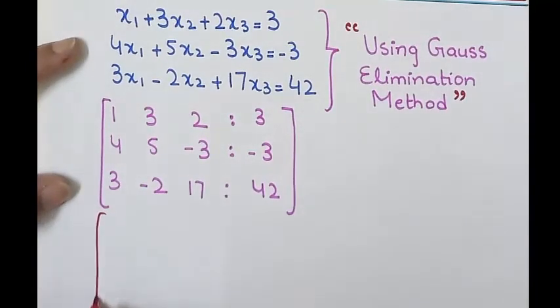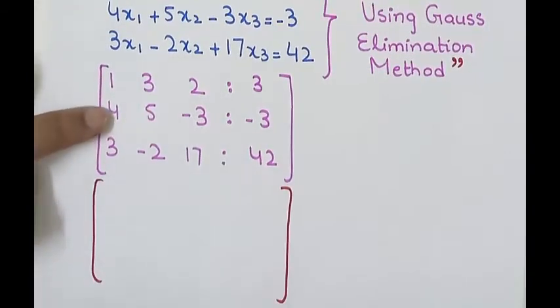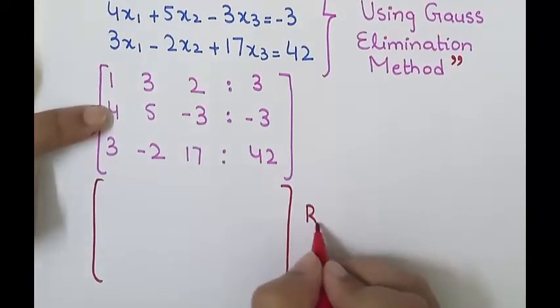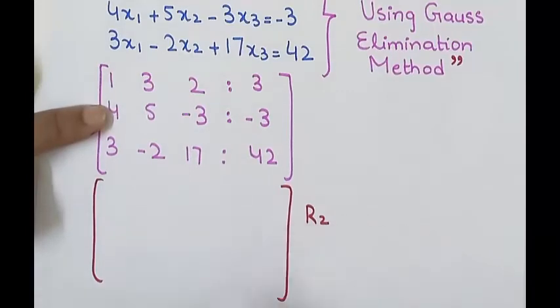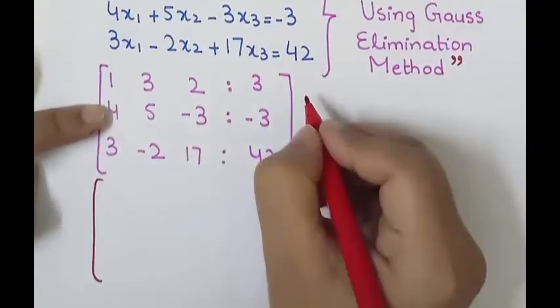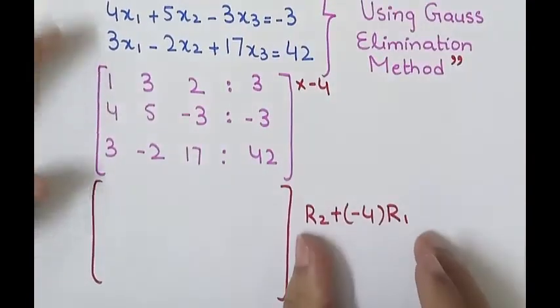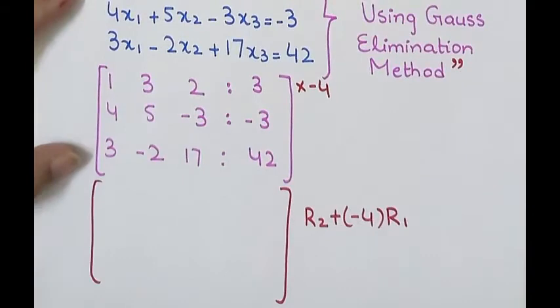So how we will do it? Very simple. This is 4 and this is 1. To make 0 here, it means we have to bring a change in R2. So first we will write R2 plus we will multiply -4 with row 1. So in this way we will get 0 at this position.